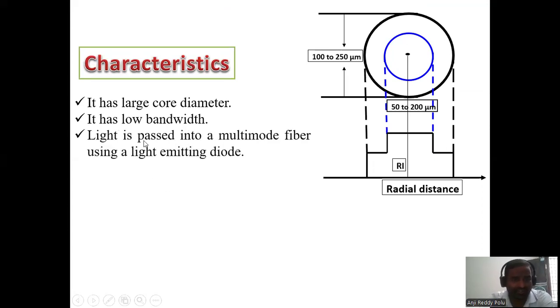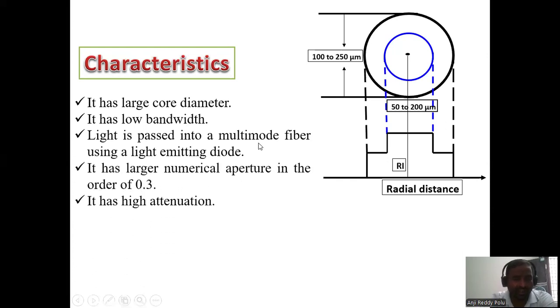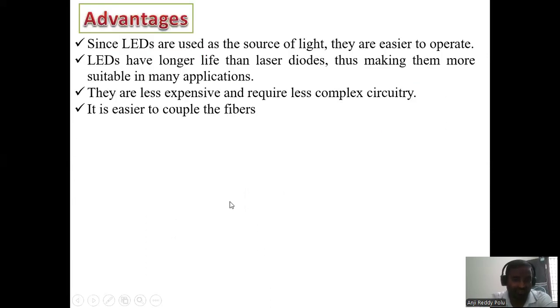It has a low bandwidth, and the light passed into a multimode fiber is from an LED. Generally, whatever light we are using here is an LED, a light emitting diode. It has a larger numerical aperture, in the order of 0.3. The numerical aperture of this multimode step index optical fiber is 0.3, and it has high attenuation. That means losses are more because we are sending more than one light ray. There is a chance of optical power loss due to intermodal dispersion.